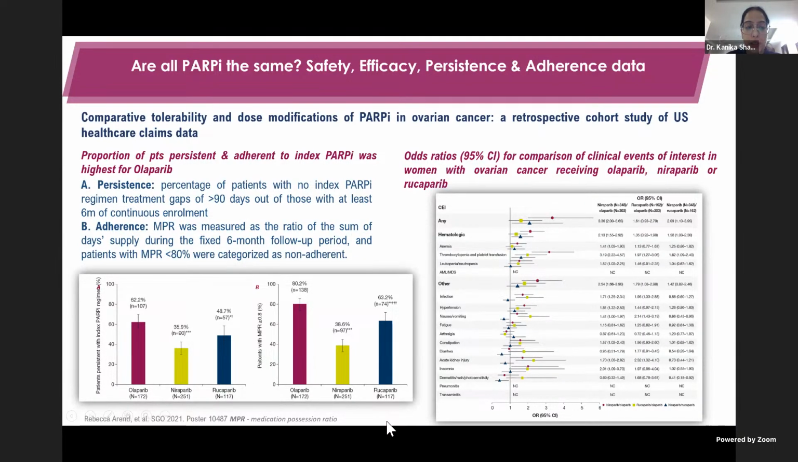Based on these points, that is the persistence and the adherence, we can see these percentages are relatively higher with olaparib as compared to the other two agents, that is niraparib and rucaparib. And the side effect profile: usually there is hematological toxicity in terms of anemia and thrombocytopenia. The others are AML and MDS, not that frequently, and nausea, vomiting and fatigue, which are commonly seen. But as compared to the other two agents, it is less with olaparib.